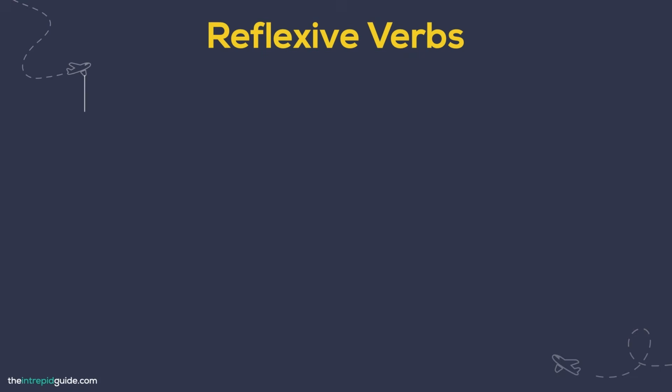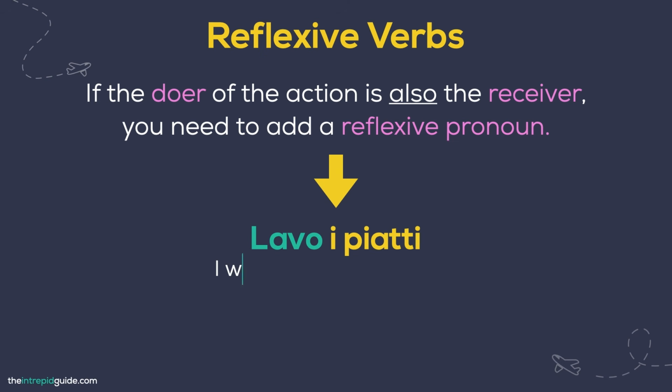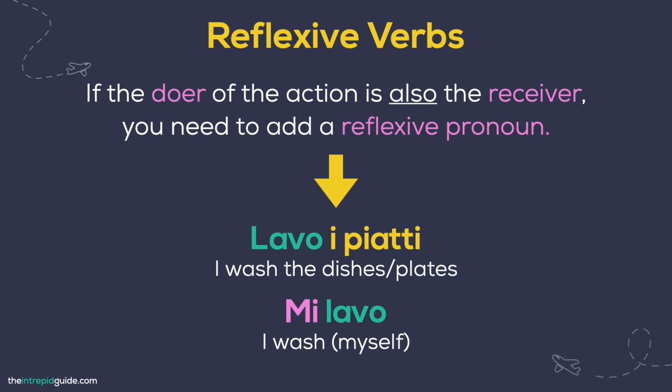The rule is simple. If the doer of the action is also the receiver, you need to add a reflexive pronoun. Compare these phrases. Lavo i piatti. I wash the dishes. And Mi lavo. I wash myself. That little mi is a reflexive pronoun. Without it, you're washing something else. With it, you're washing yourself.